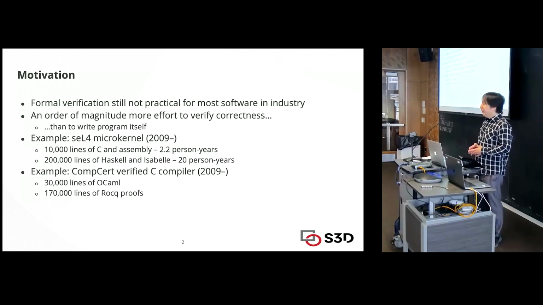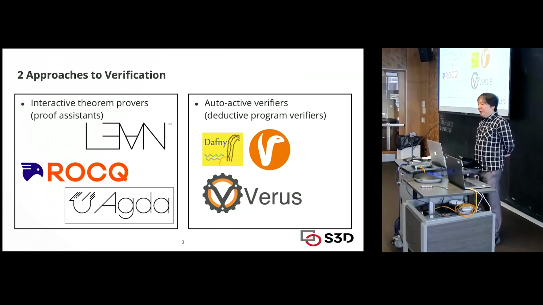It's thus evident that in order to make formal verification practical, we must reduce the burden and difficulty, and therefore cost, of writing formal specifications. There are roughly two major approaches to formal verification of software. The first approach involves using interactive theorem provers or proof assistants such as Lean or Coq, which we will not explore here.